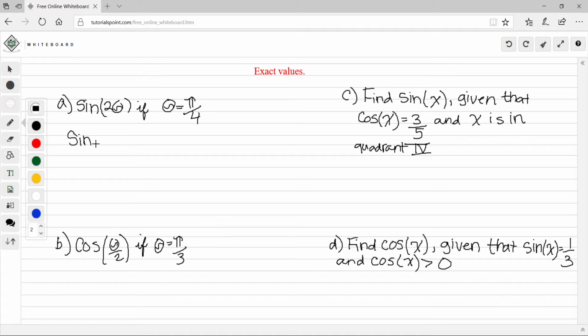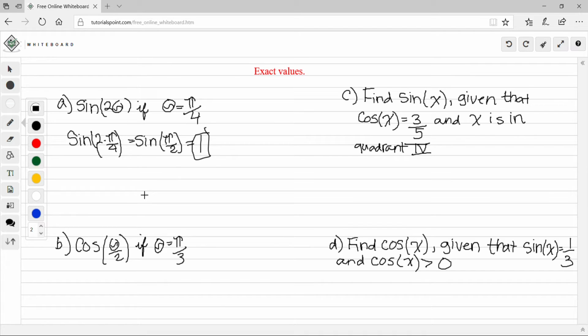So it's sine of 2 times pi over 4, which is sine of pi over 2, equals 1. So that one was easy. You just have to plug in theta.